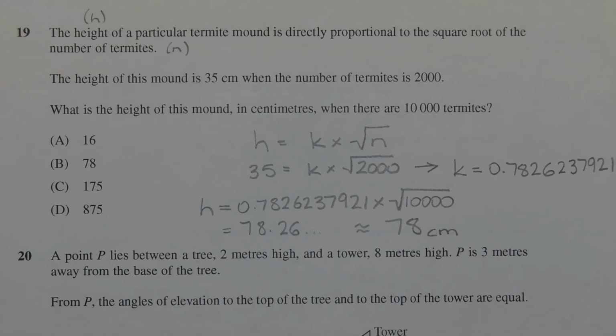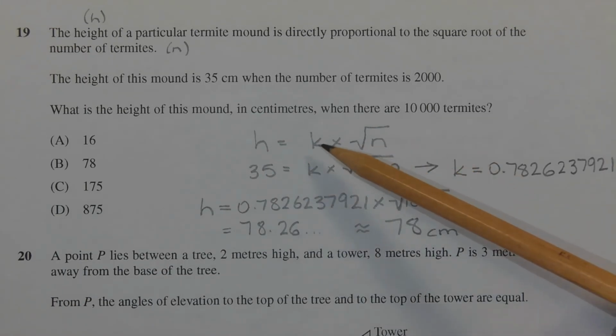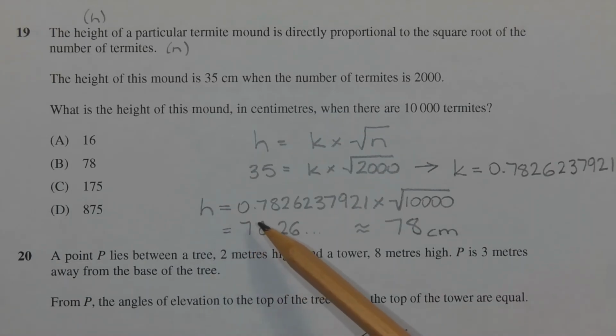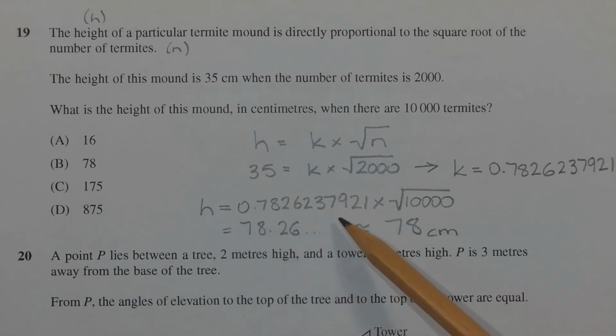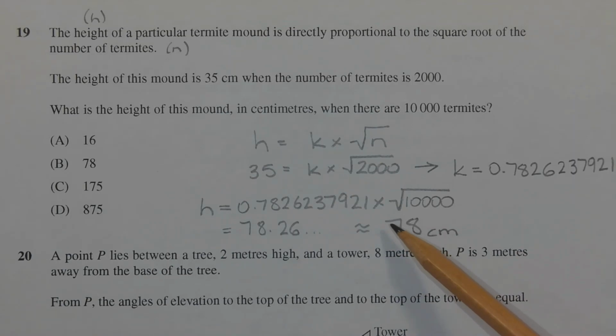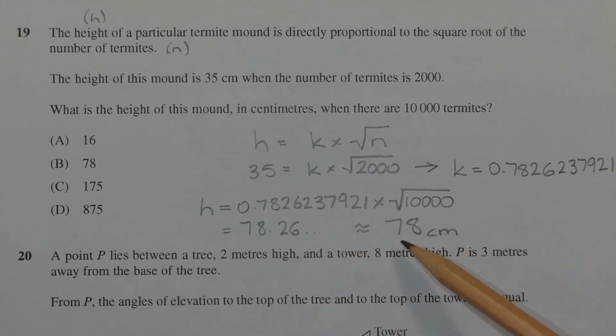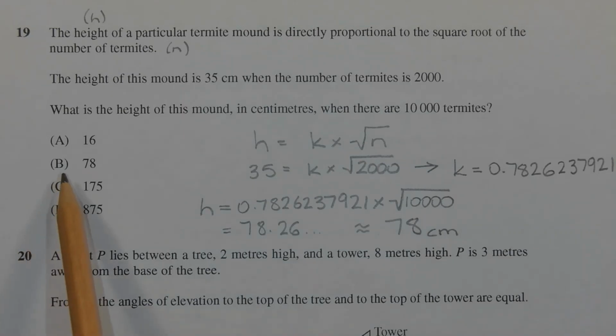Now to find the height of this mound when there are 10,000 termites. So I'm going to substitute 10,000 for n, and I have the value of k. So h is equal to 0.7826237921 times the square root of 10,000, which equals 78.26 and so on, which rounds to approximately 78 centimeters. Therefore, the answer is option B.